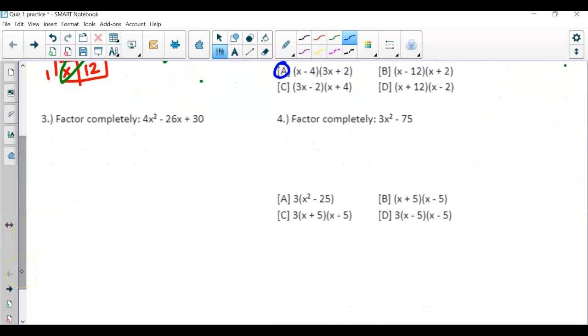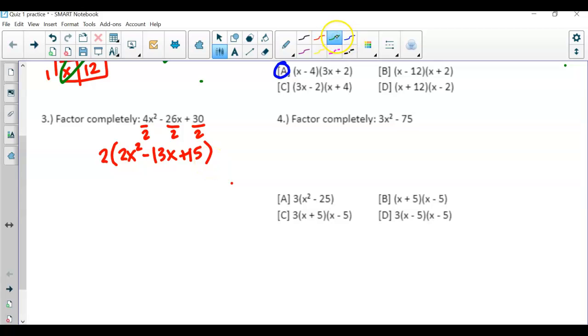Question number 3, same thing. Notice how A is 4, greater than 1. So do we have a GCF? Yes. Now, can I divide everything by 4? No, but everything is even. That means I can divide everything out by a common factor of 2 for when we're factoring here. So here I've got 2 times, now I'm left with 2x squared from 4 divided by 2, minus 13x plus 15.